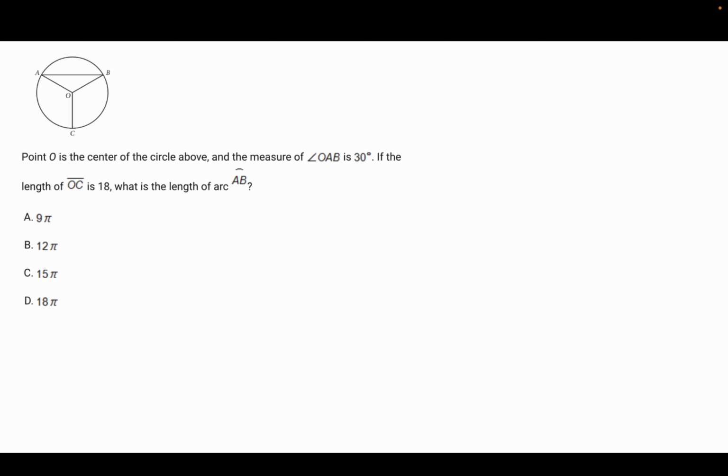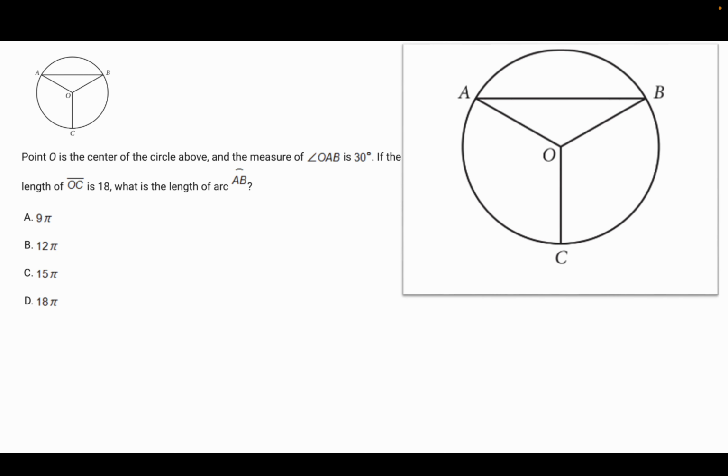So first, let's enhance this image. We're going to have it right here. Let's write down what we know. First, we know OC is 18, and that's the same as the radius. And we know an angle, which is 30 degrees. Now let's figure out what we can from this image.